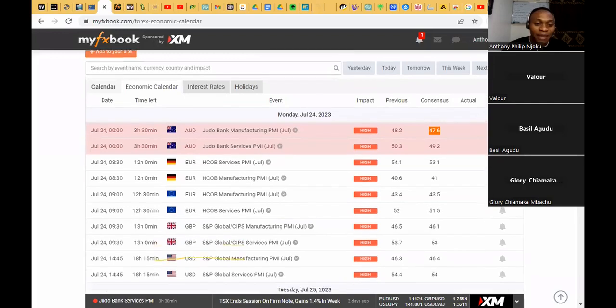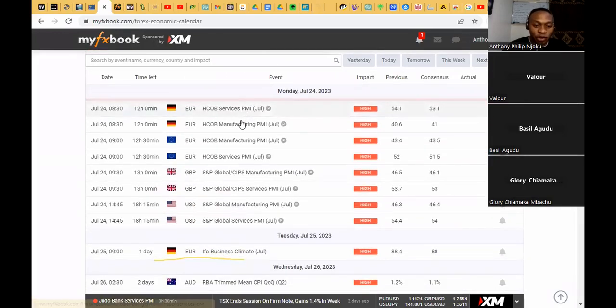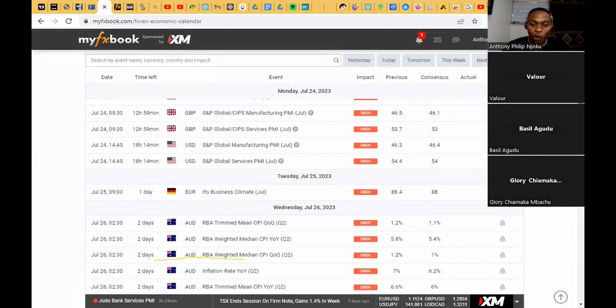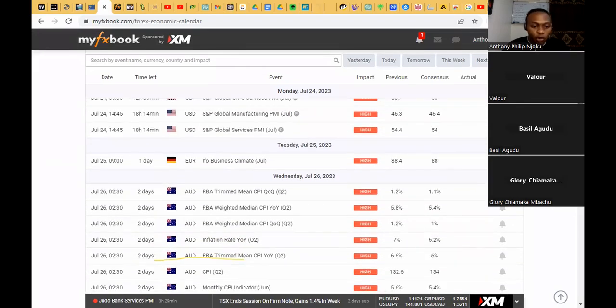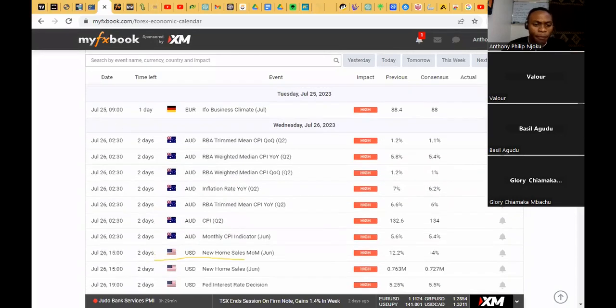So the same thing applies for Euro, for this manufacturing PMI. The same thing applies over here by 9 a.m. West African time tomorrow. Then we also have for GBP, 9 a.m. CIPS manufacturing PMI. Then New York session by 2:45 p.m. we have global manufacturing PMI for the dollar as well. So we're watching out for that. Tuesday, we have Euro. We're watching out for Euro by 9 a.m.